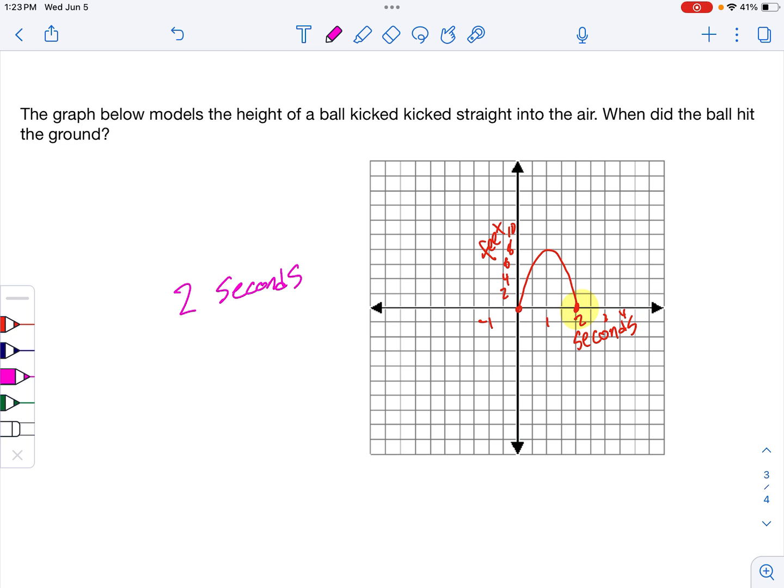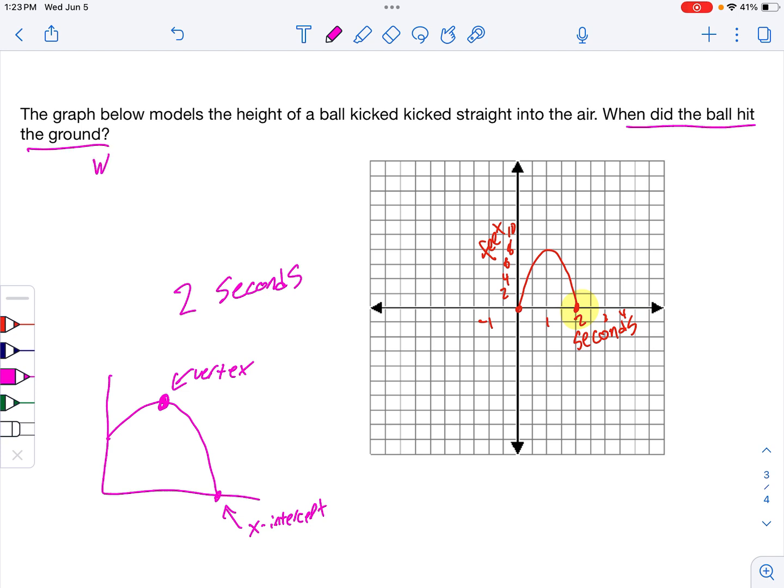So to recap our last 2 lessons, if you have a graph like this, this point is your vertex. This point is your x-intercept. They tell you 2 different things. The vertex is the highest something gets, or the lowest if it opens up. The x-intercept is where we cross the x-axis. So a lot of times it's answering a question like this one. When did the ball hit the ground? Or when is y equal to 0? It's the same question.